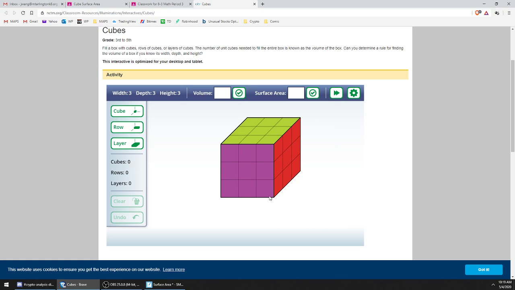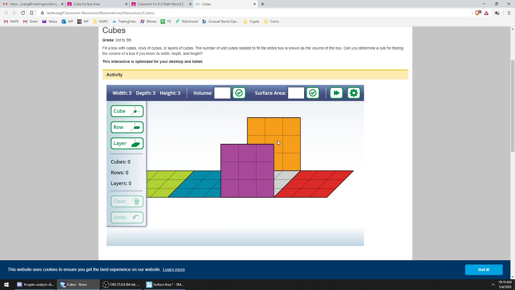Length times height, how tall it is. So this figure, this is this face. Length times height. And what does it match to? The back, front, back. So length times height, length times height.